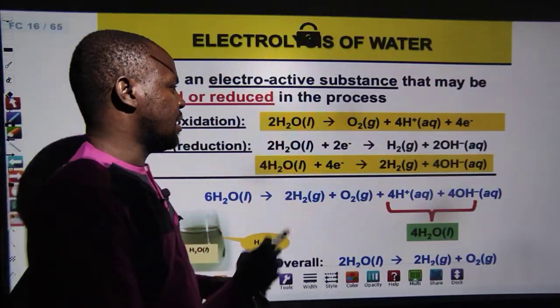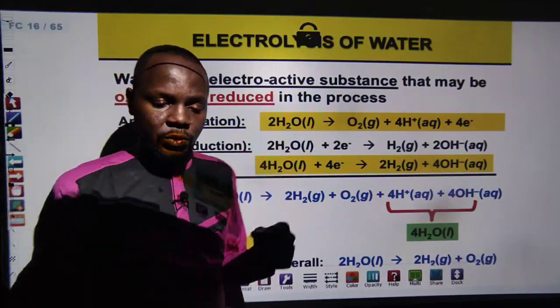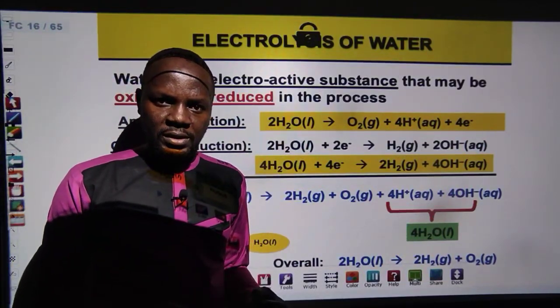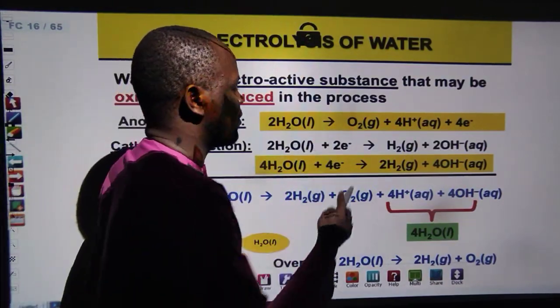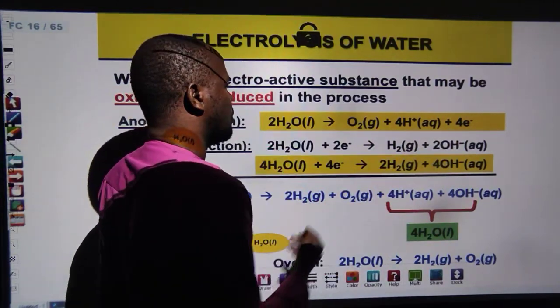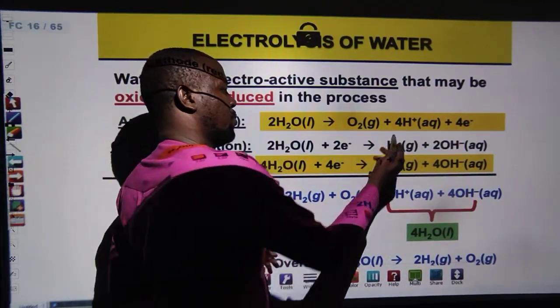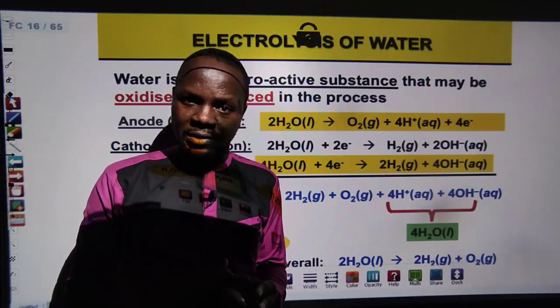What we are saying here is that this is the anode equation. What happens at the anode? Oxidation. So now H2O splits off, you can see, O2 gas plus 4 electrons. Because this is water, we are adding, it is like a redox form of equation. Some of you don't know how to balance a redox equation.